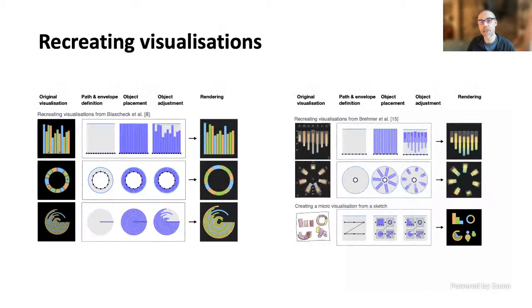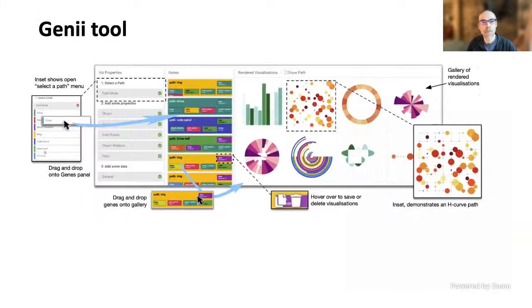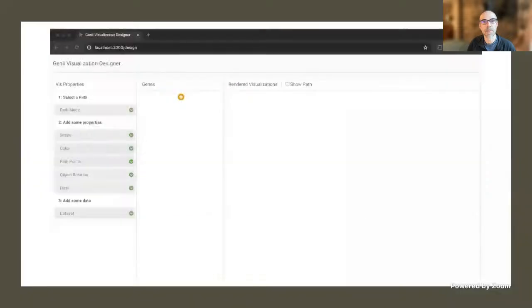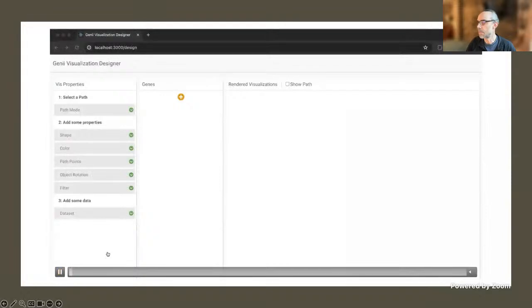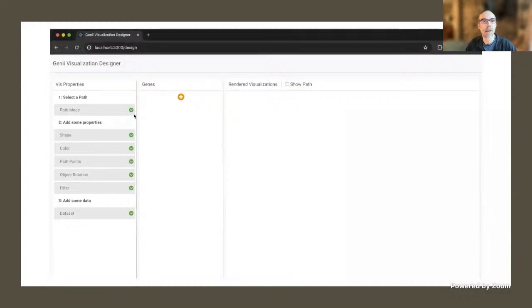In the paper, we go into a little bit more detail over creating these visualizations and recreating different people's visualizations. But let me move on to the tool. So this is sort of the headline of the Xinyi tool. The builder has three main parts: a drag and drop area, the gene area in the middle, and then a canvas that we can drag to. So let me just play the video a little bit and try and talk to it. At the moment, on the left-hand side, we're going to choose and select a particular path.